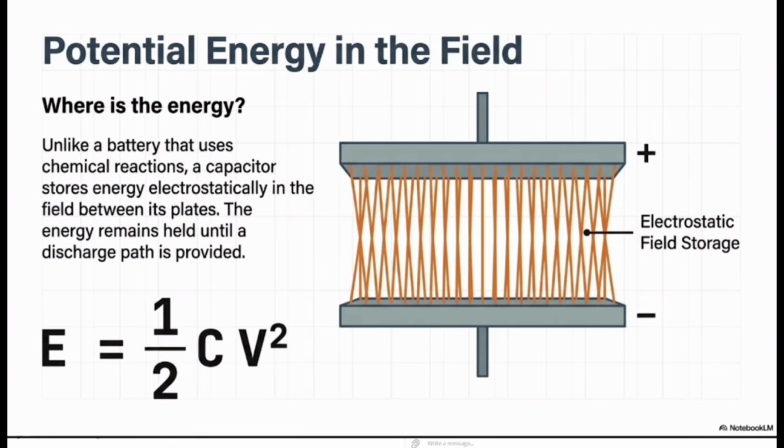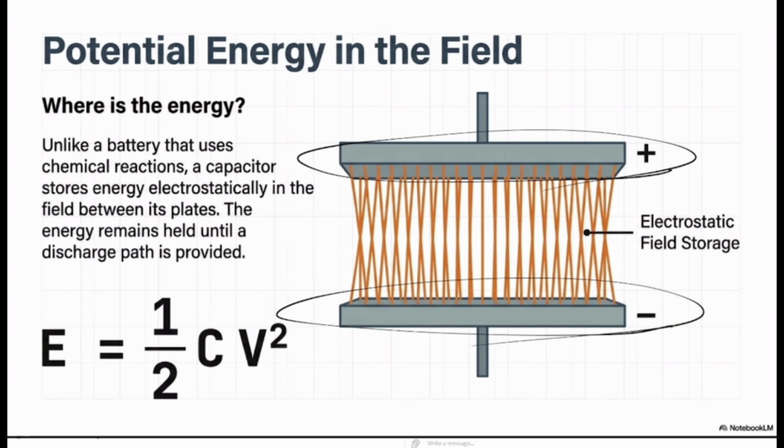So, potential energy in the field: as we were just talking about, the capacitor is going to store the energy in an electrical field. One plate is going to be considered the positive part, and the other plate the negative part. This positive and negative are going to share some energy among each other. That's something we call electrostatic field storage. So where does this energy go?